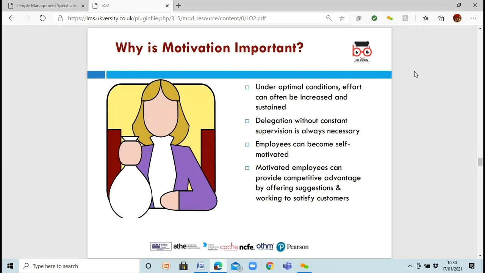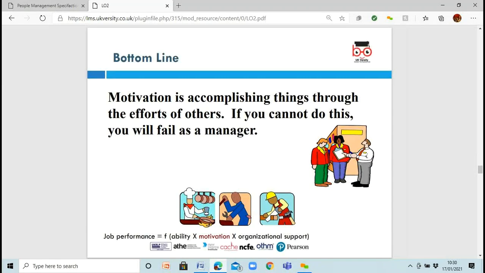So we've got here, why is motivation important? Under optimal conditions, effort can be increased and sustained. Delegation without constant supervision is always necessary. Employees can become self-motivated, and motivated employees can provide competitive advantage by offering suggestions and working to satisfy customers. Then the bottom line: motivation is accomplishing things through the efforts of others. So if you can't get them motivated, then you're going to fail as a manager.